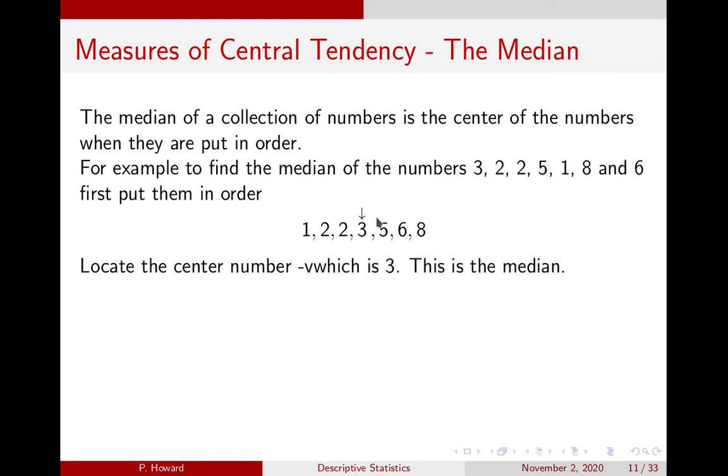Which is 3. Have to ignore this little typo here. This is the median, the central number in the data list.